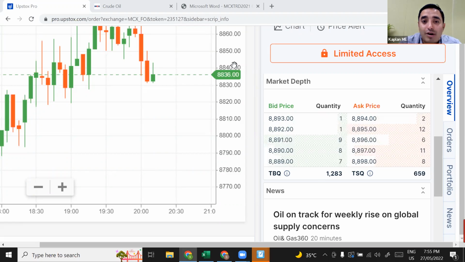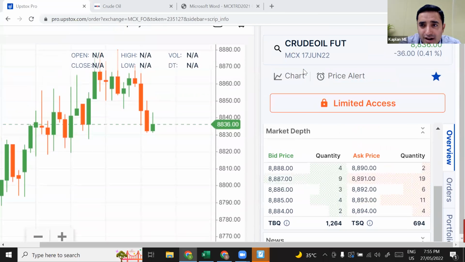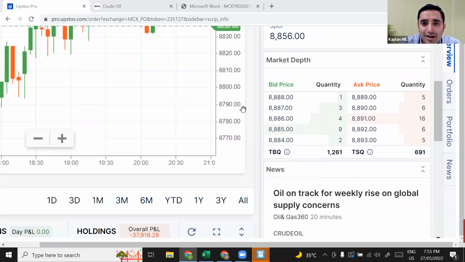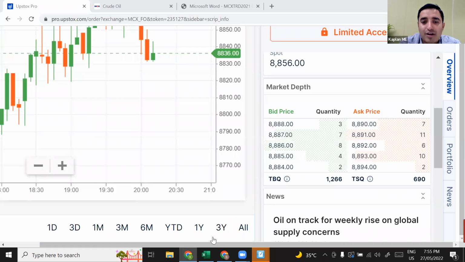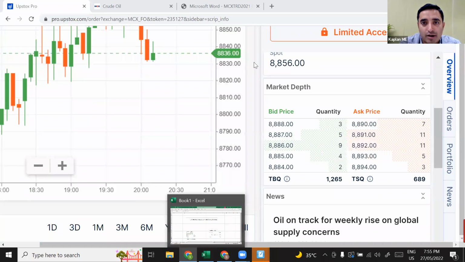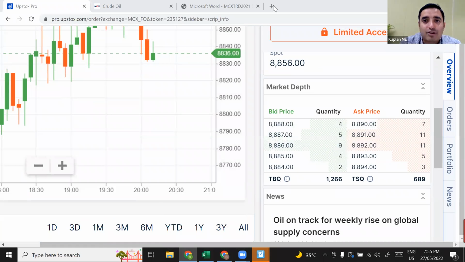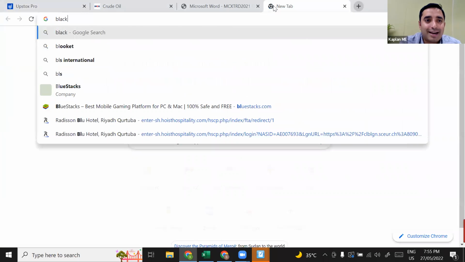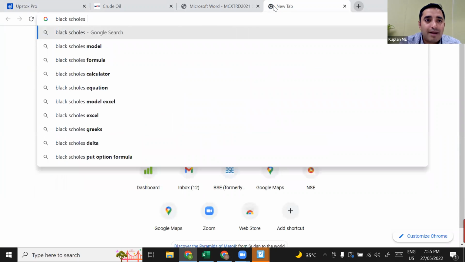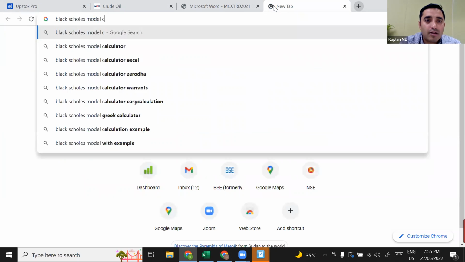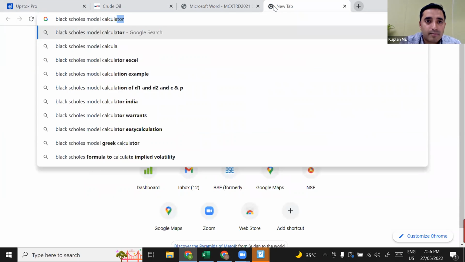But yeah, how does volatility affect? Volatility affects both call option and put option positively. As in the premiums, if nothing had changed, and if only the premium has gone up, I would have said it's because the volatility has gone up. And you can see that easily in a Black-Scholes model calculator. You will get that, okay?